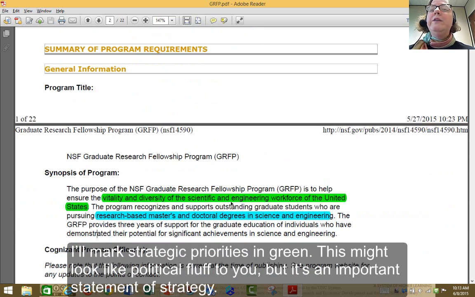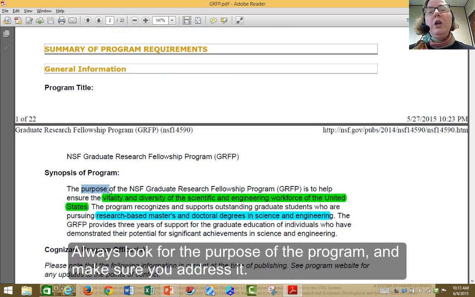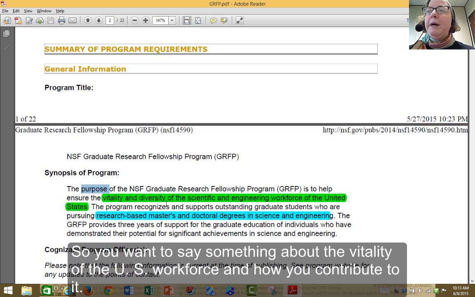I'll mark strategic priorities in green. Now this might look like political fluff to you, but it's an important statement of strategy. When you write, you want to address how you fulfill this core purpose of the program. Always look for the purpose of your program and make sure that you address it. So you want to say something about the vitality of the U.S. workforce and how you contribute to it.